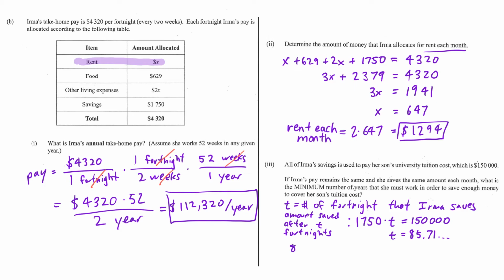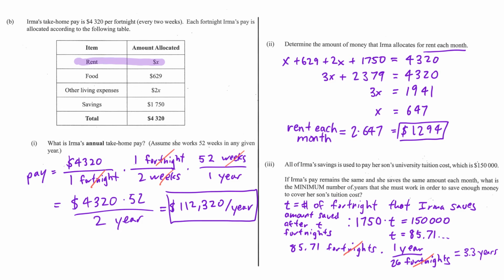So I have 85.71 fortnights. And if I want to convert this into years, we multiply by 1 year divided by 26 fortnights. When we multiply this out, we notice that the fortnight units will cancel out, leaving me with an answer in terms of years. So if I do 85.71 and divide by 26, we get 3.3 years.